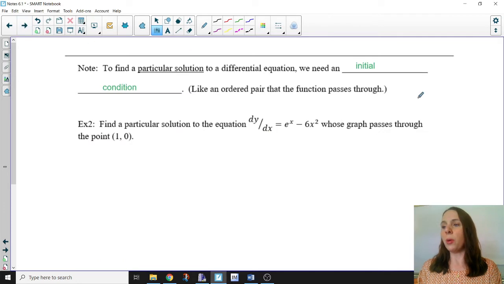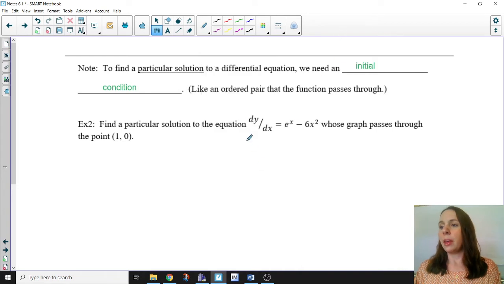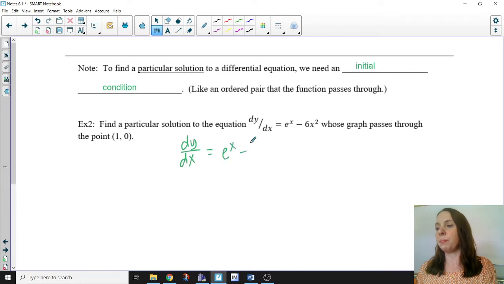Okay, so now what about finding a particular solution? Take a look at example 2. Find the particular solution to the equation dy over dx equals e to the x minus 6x squared, whose graph passes through the point 1, 0. Okay, so here's the steps that you can take fully to show your solution path to a differential equation.